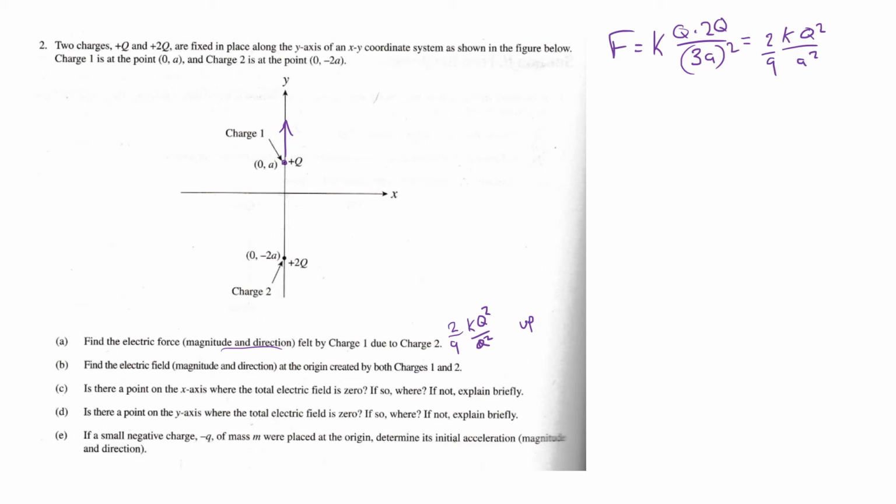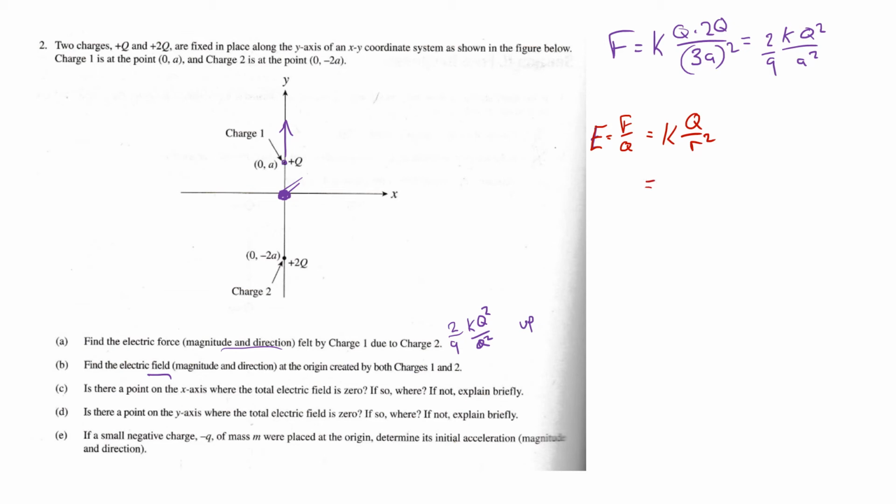Okay. Find the electric field magnitude and direction at the origin. So we're looking for the field here. So there's two charges. We'll have to add together the two electric fields. So just like we talked about a little while ago, your electric field is going to be force over charge, which is going to give you a KQ over R squared. Now, there's two of these, so we're going to have to add up two of these formulas here.